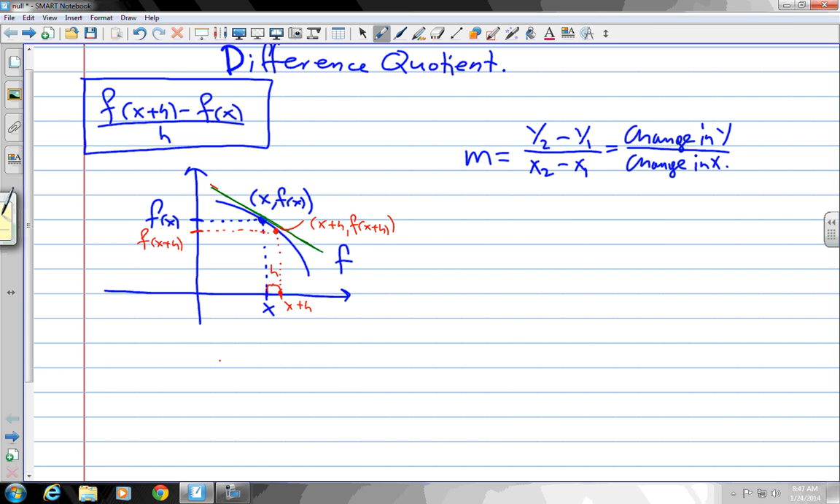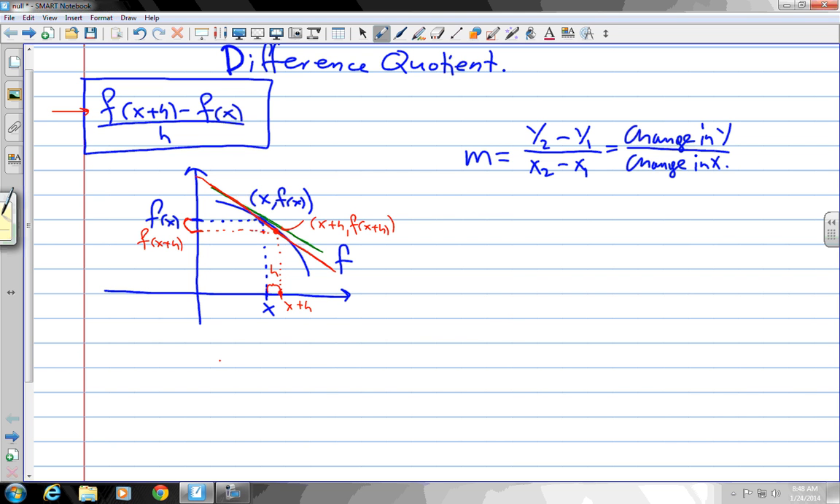So we're actually going to look at this line right here, the red line, and find the slope of that red line. So we have 2 points now. So this is my change in y, right? So it's f of x plus h minus f of x. Would that red line be considered a tangent line? No, that would be considered a secant line. The line that crosses at 2 points is called the secant line. The one that just touches is called the tangent line. It's a good question.